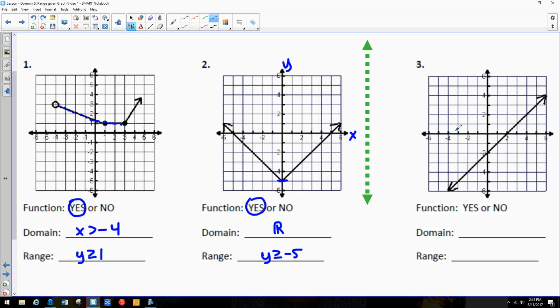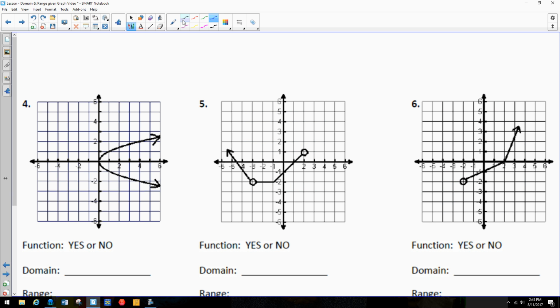I'm going to skip over the third one and go to the next page real quick because I want to show you an example of one that is not a function. If I take the vertical line and slide it through this graph, I can see that it hits in more than one spot, several times. So that means this is not a function.